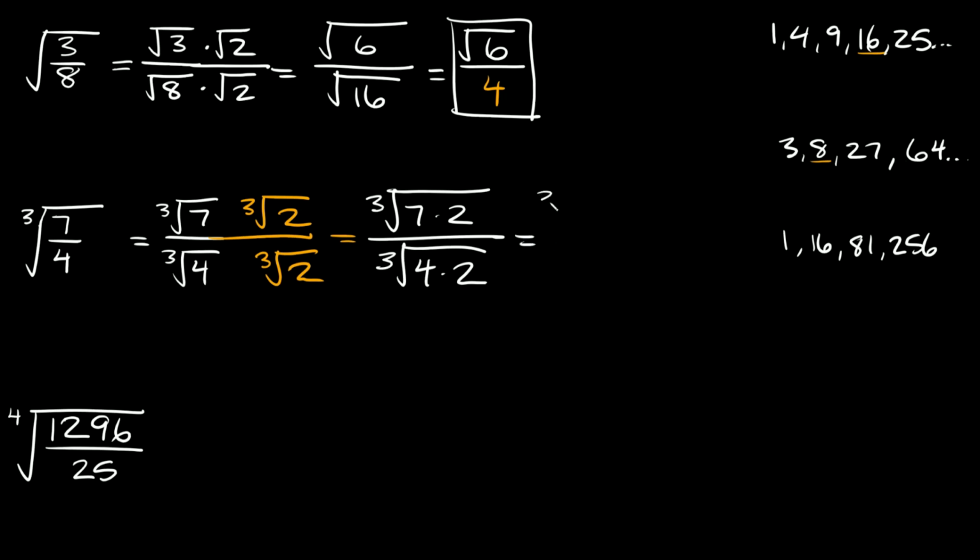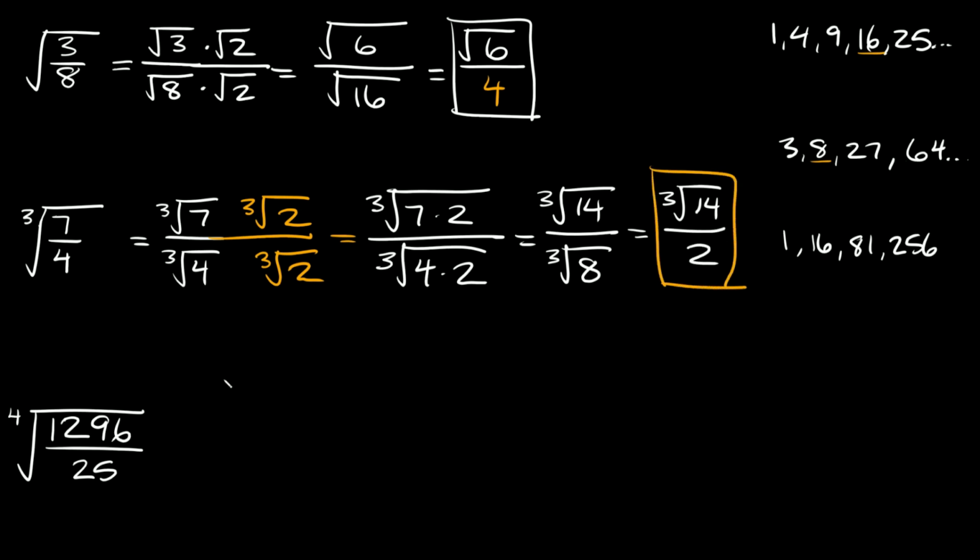Okay, so then on top we have the cube root of 14 over the cube root of 8. All right, and like we said, this is a perfect cube, right? It's equal to 2. So then here we just have the cube root of 14 over 2, right? There's your answer. All right, this is the last one here. So this is the fourth root of 1296 over 25, okay?